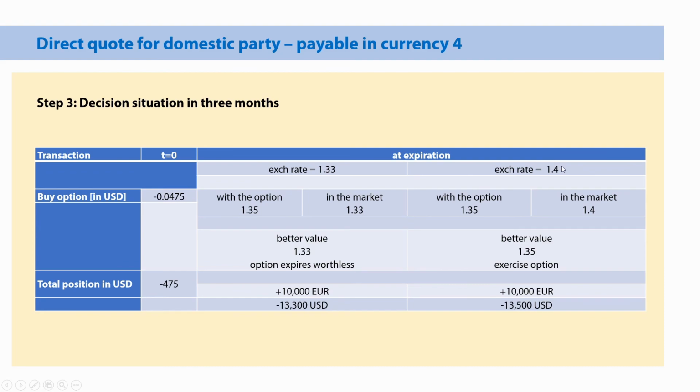If the exchange rate is high in the market, then that is of course not attractive compared to the option. So then he will use the option, exercise the option, will buy the euros with the option. That will cost him 13,500 US dollars, and he will receive the 10,000 euros that he needs for his supplier.